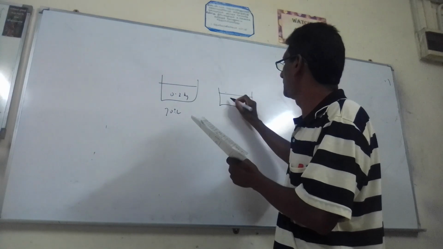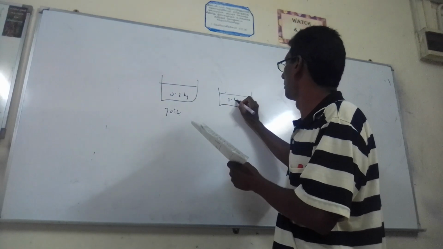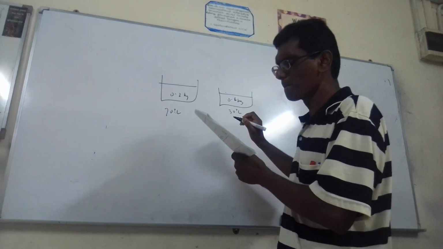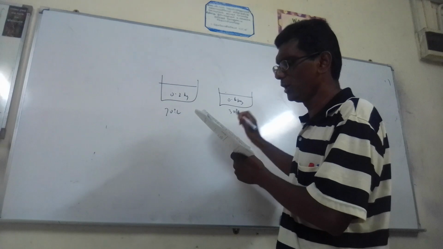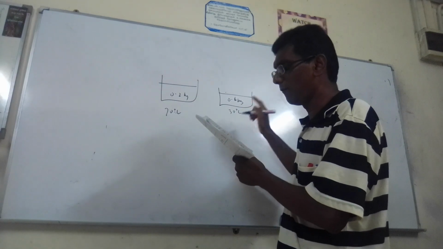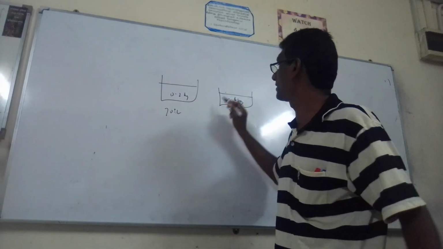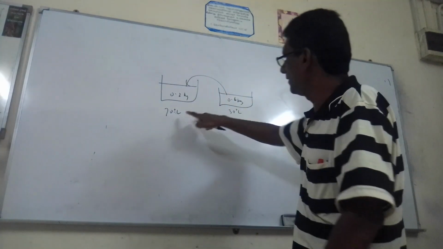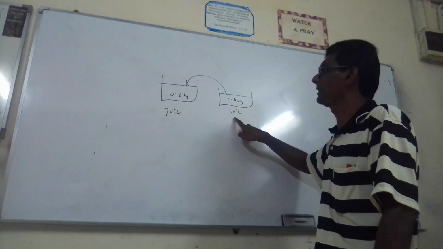Okay, this is 0.6 kg at 30 degrees Celsius. Assuming no heat loss, find the final temperature of the mixture. So the mixture: 70 degrees Celsius water mixed with 30 degrees Celsius water.